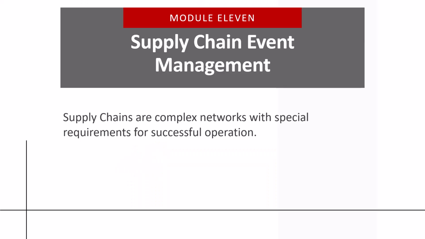Module 11, Supply Chain Event Management. Supply chains are complex networks with special requirements for successful operation. At any point within the chain, events can occur to upset the flow further downstream. The primary role of a supply chain manager is to not only manage purchase, track and monitor assets, but to understand the different problems that can occur to impede flow and prevent these. In this module, we will examine inventory alerts, supplier alerts, bottlenecking, and being proactive.